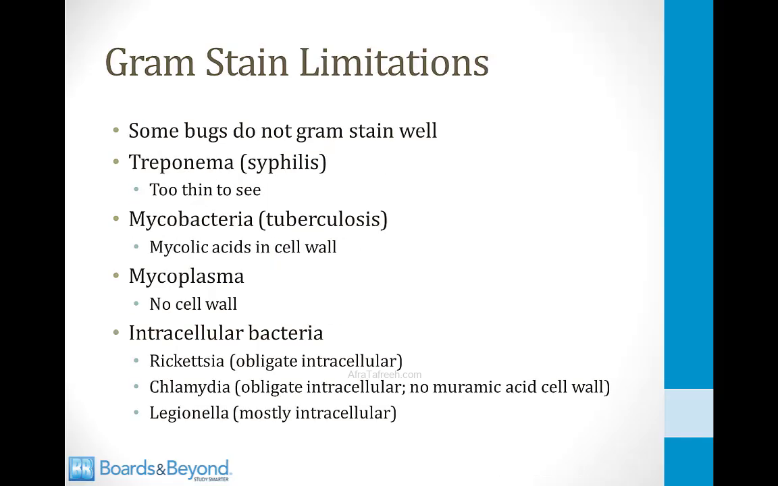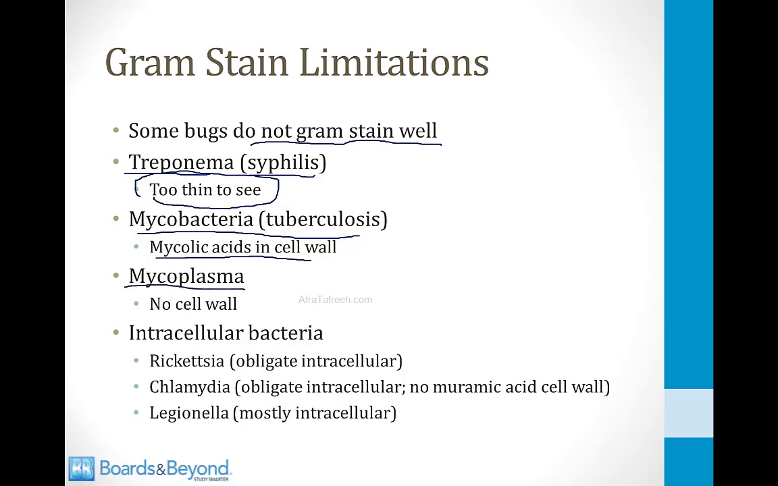Now the gram stain is not perfect. There are some bugs that do not gram stain well, and you should know what they are. One of the first ones is Treponema, which is the causative agent of syphilis. It's a spirochete, and it's too thin to see, so it doesn't gram stain very well. Mycobacteria, especially tuberculosis, do not gram stain well, and that's because they have mycolic acids in their cell walls, and we use special stains called acid-fast stains for mycobacteria. Mycoplasma has no cell wall, so it doesn't gram stain well.